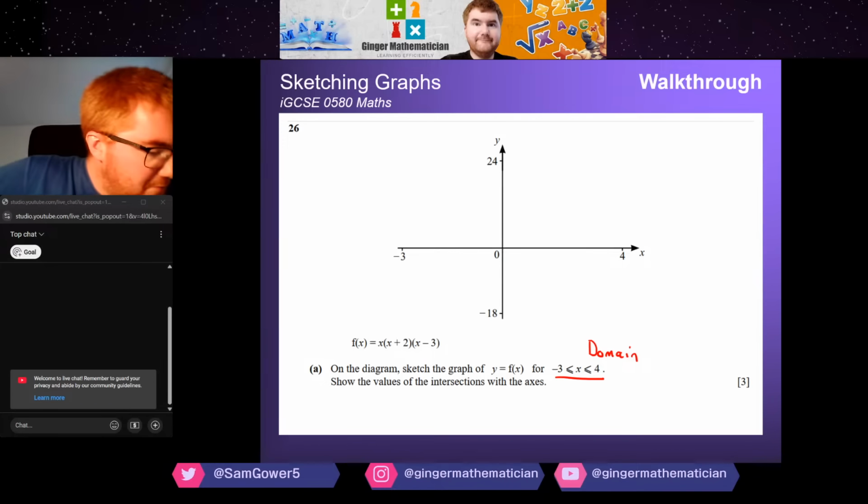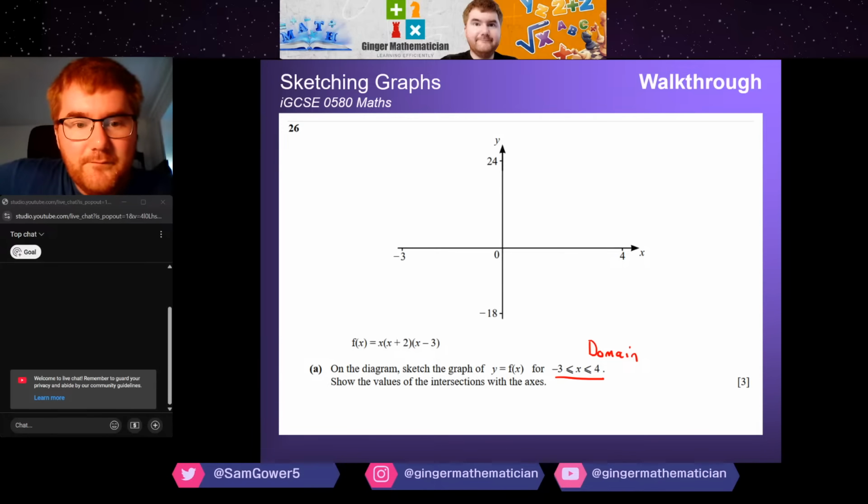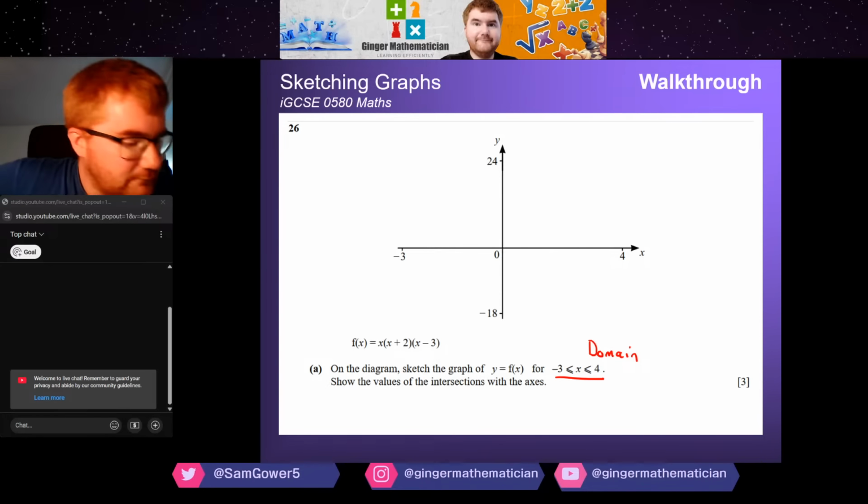Expand! No, don't expand. Please don't expand. Don't need to expand. Definitely don't need to expand.